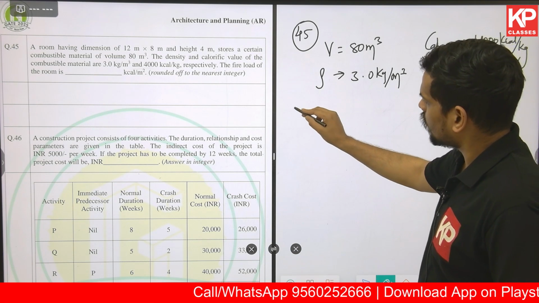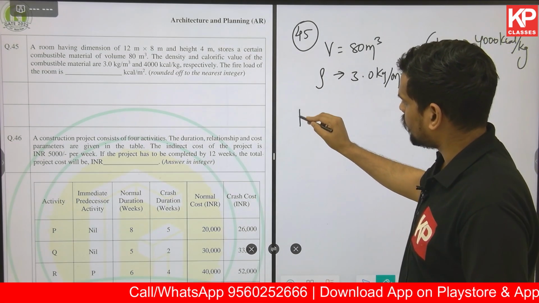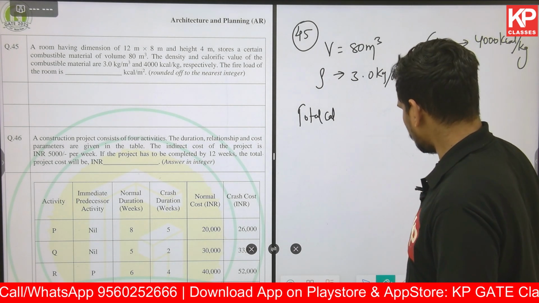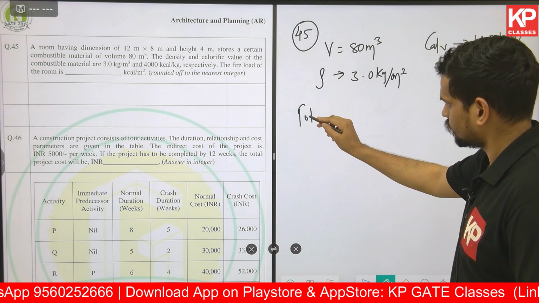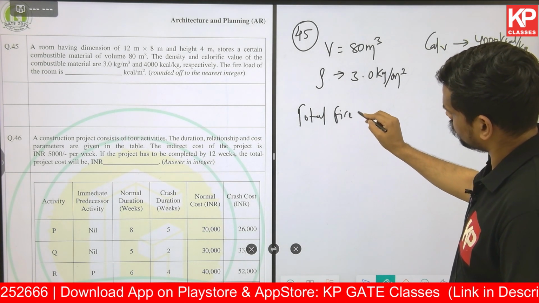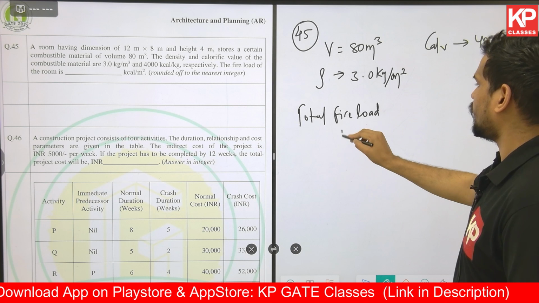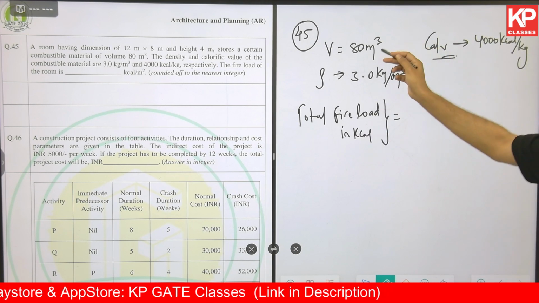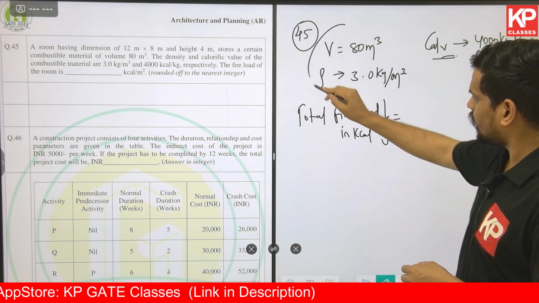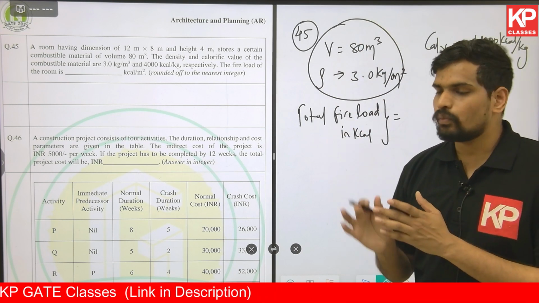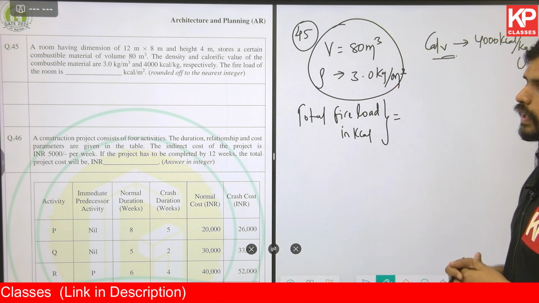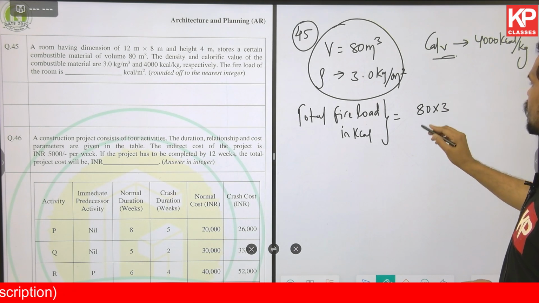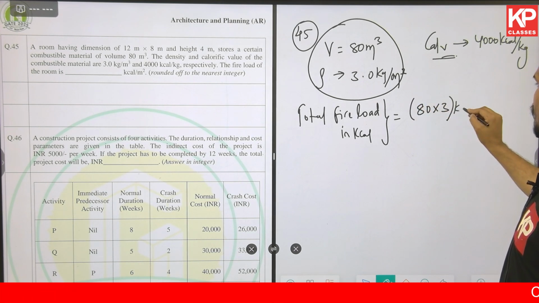So the total fire load in kilocalorie, you'll need to multiply the calorific value with the total weight. What is the total weight? Weight of the material is not directly given. They have given volume and density. So volume into density will give you the total weight. The total weight of the material is 80 into 3. That will give us the total weight in kilograms.